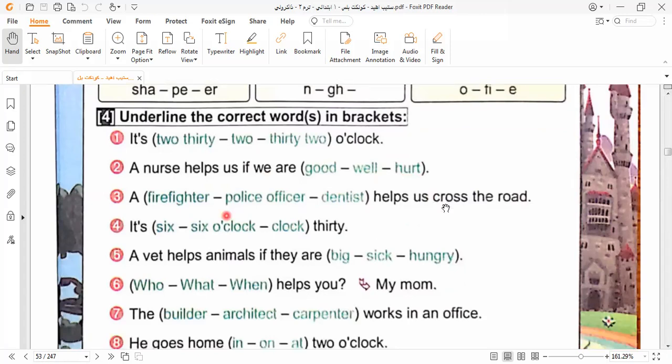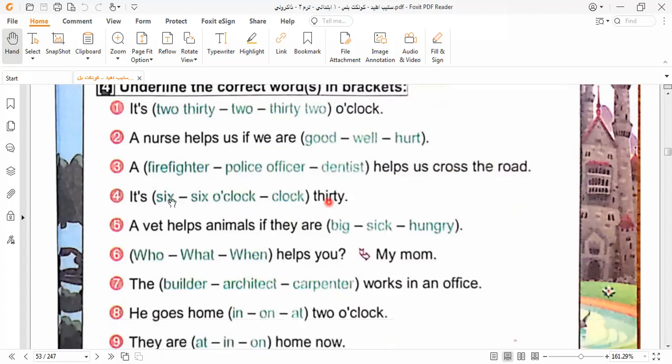A police officer helps us to cross the road. What is the person who helps us to cross the road? Police officer. Next, it's what? It's 6:30. As we know from the clock, 5, 10, 15, 20, 25, 30, so we say 6:30. We can say half past 6. We can say 6:30 another way like this.